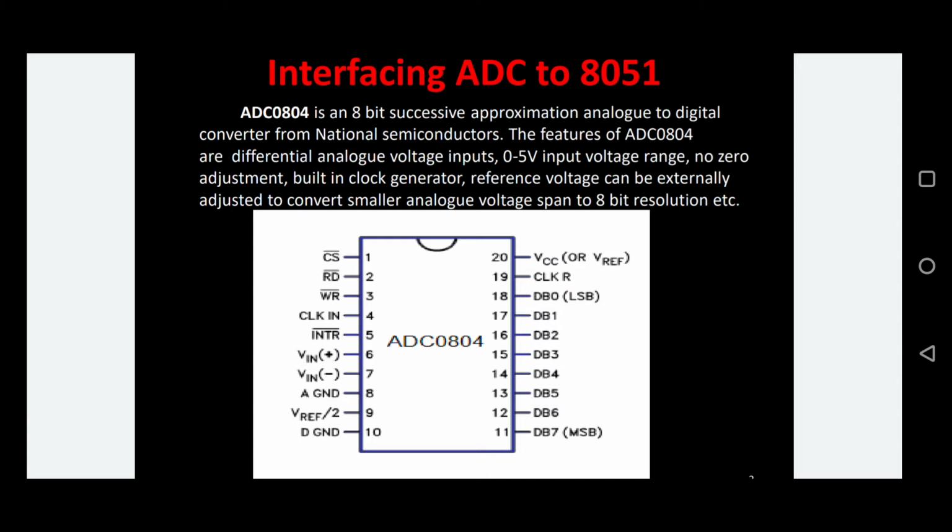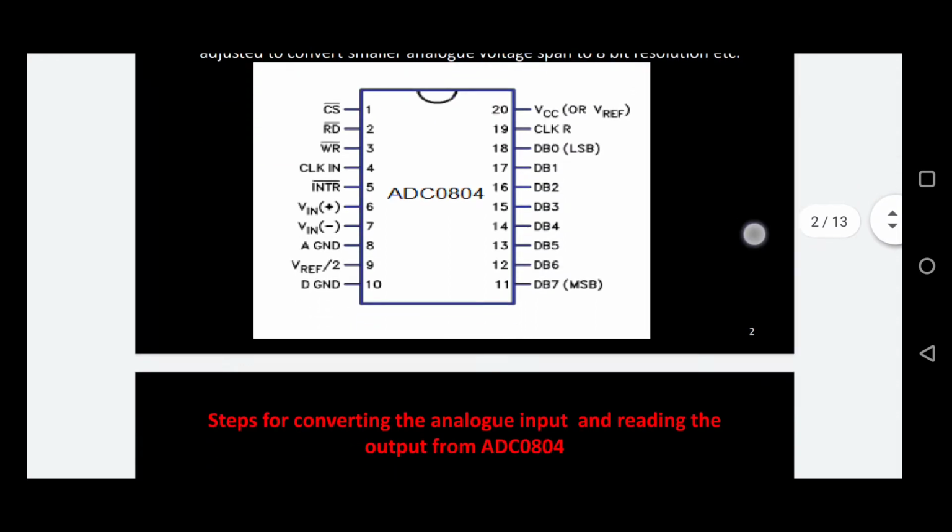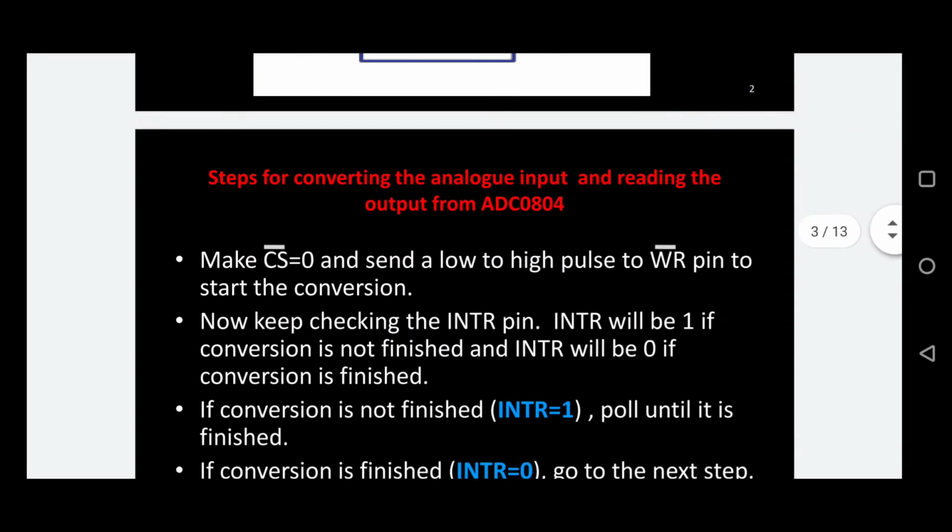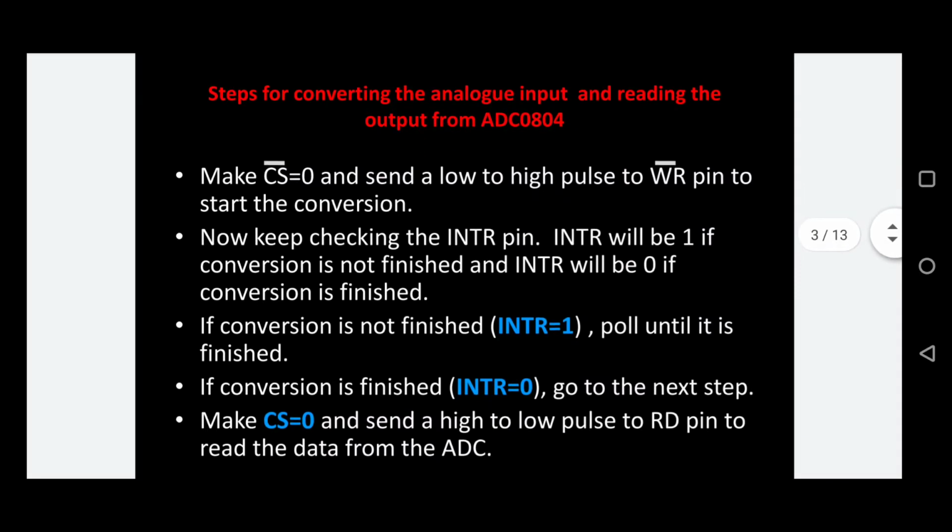that is nothing but digital ground. The 11th to 18th pins are data bus pins, that is DB0 to DB7. The first data pin is the LSB, least significant bit, and the last, DB7, is the MSB, most significant bit. The 19th pin is the clock pin, and the 20th is positive VCC, that is nothing but the power supply.